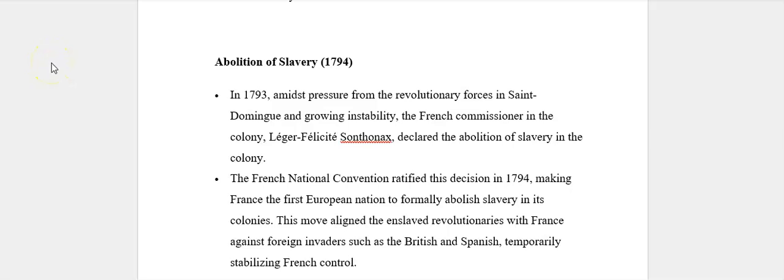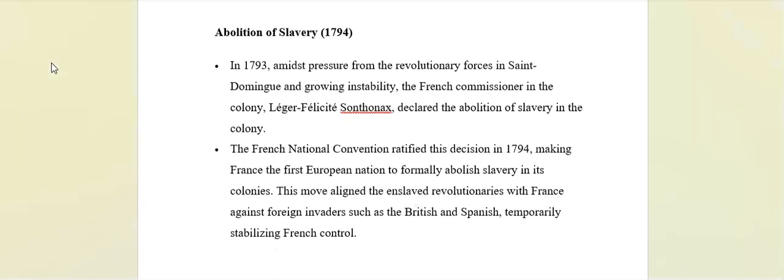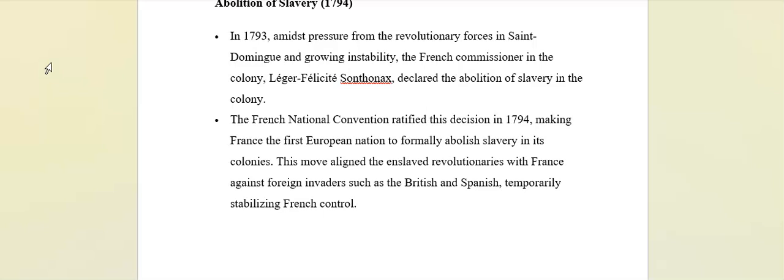So, in 1793, amidst pressure from the revolutionary forces in Saint Domingue and growing instability, the French commissioner in the colony at the time, Léger Félicité Sonthonax, declared the ending of slavery in the colony. Now, the French National Convention ratified this decision in 1794, making France the first European nation to formally abolish slavery in its colonies. Now, this move aligned the enslaved revolutionaries with France against foreign invaders such as the British and Spanish, temporarily stabilizing French control.